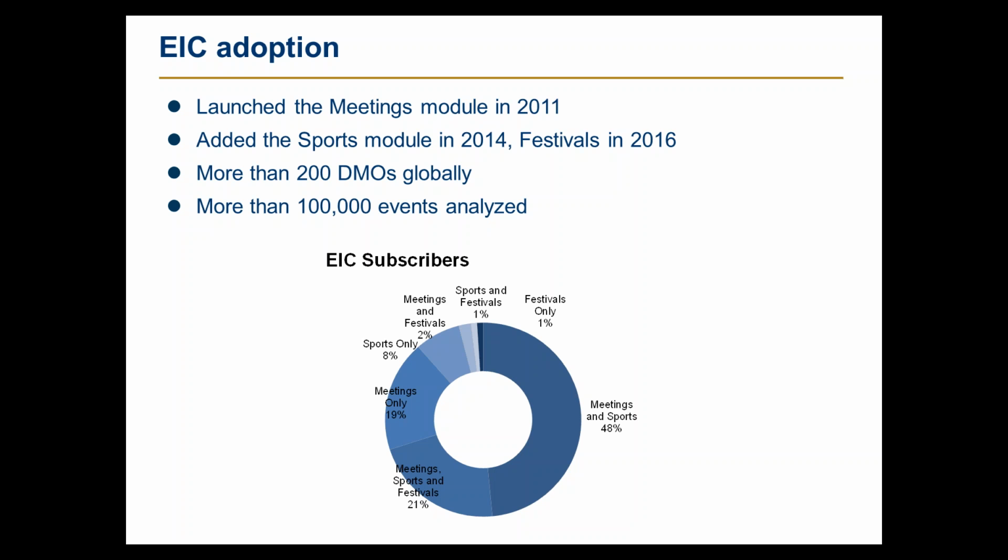In 2014, we added the sports module, and then in 2016, the third module, the festivals and cultural events. Right now, there are more than 200 destination marketing organizations around the world using the calculator, and over 100,000 events have been analyzed. The chart here shows the distribution of destination marketing organizations in terms of the packaging of modules to which they subscribe. So nearly half of the DMOs who use the calculator access both the meetings and the sports modules.